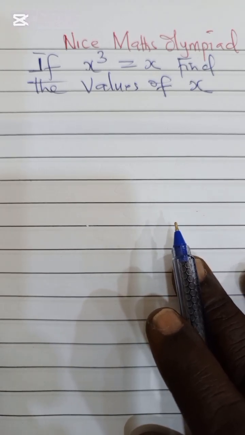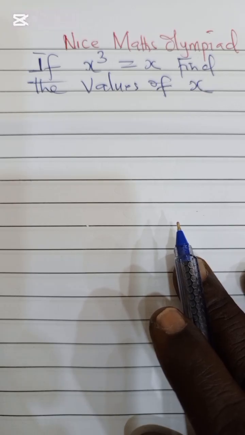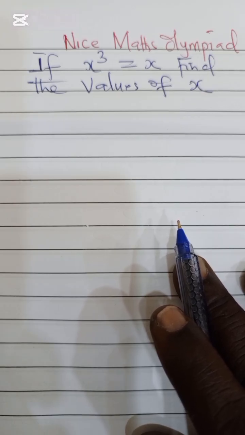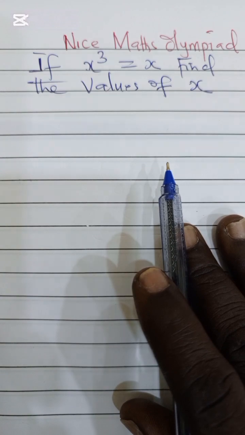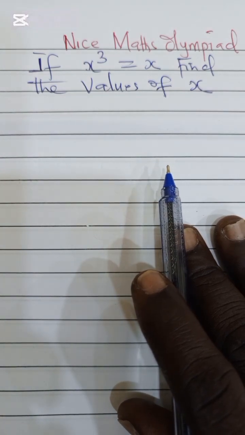Let's consider this nice Maths Olympiad question. If x cubed equals x, we are asked to find the values of x. Care must be taken. Of course, this is a cubic equation. We are expected to have three solutions.